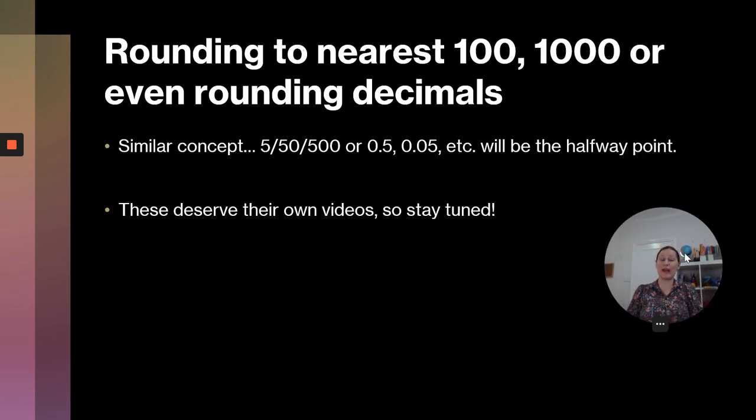Okay, so using rounding knowledge, we can round a number not only to the nearest 10, but to the nearest 100, nearest 1,000, or if we round decimals, we can round to the nearest 10th or 1,000th. Those are similar concepts, except instead of using 5, we might look for 50 or 500 or 0.5 or 0.05 and so on, okay? Wherever the halfway mark will be, it still has a 5 in it, but it will depend on what we're rounding to. I think those deserve their own videos. It's helpful to do it a step at a time, so stay tuned and I'll try and cover those in coming weeks. Today we're just focusing on nearest 10.